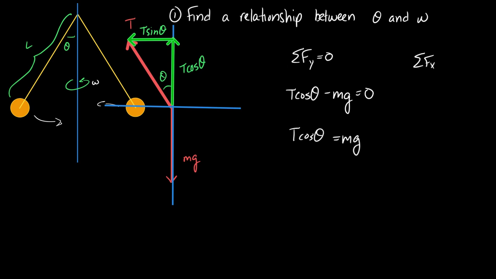Net force in the x direction equals ma_c. It's traveling in a circle. So T sine theta equals m omega squared R. Any questions about that? Okay.